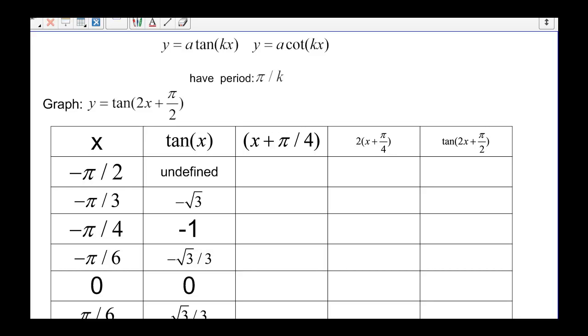Let's say we want to graph a transformation of a tangent or cotangent function. Keep in mind that the period of tangent and cotangent is pi. So when we multiply our x by k, we then have a period of pi over k. This is similar to sine and cosine, but instead of dividing 2 pi by k, we're only dividing pi by k. So let's work through this transformation.